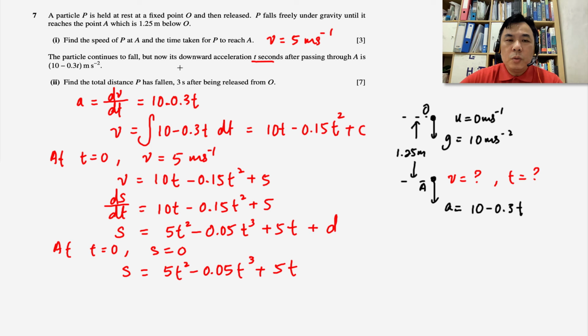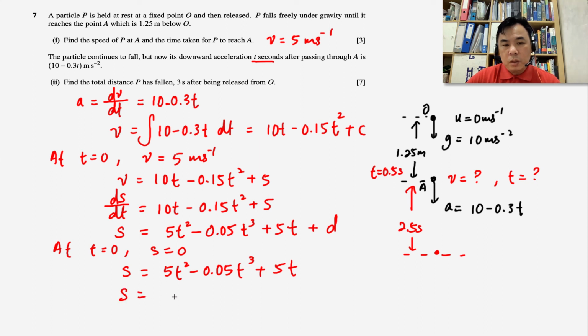Now, finally, we just need to find out the total distance P has fallen 3 seconds after it was released. Now we know that it takes about 0.5 second to travel from O to A here. So the time taken is 0.5 second. Therefore, we will still have another 2.5 seconds. So within that 2.5 seconds, where would the particle be? The total distance P has traveled. P has already traveled 1.25. Now we want to see for another 2.5 seconds, how far it has traveled.